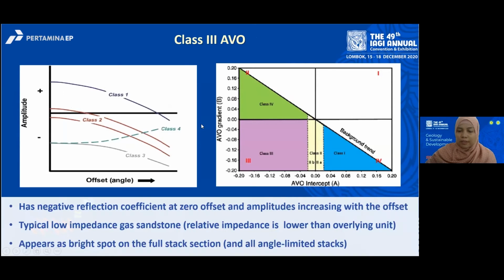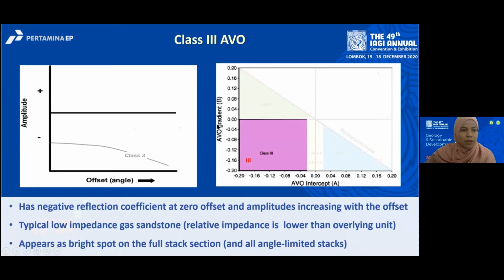And then we will focus on the Class III AVO itself, where this sandstone belongs to. Class III AVO is indicated by negative reflection coefficient at zero offset here, and amplitude is getting negatively higher with increasing offset. This is a typical low impedance gas sandstone where relative impedance is lower than overlying unit. And mostly, Class III AVO appears as bright spot on the full stack section and on all the angle limited stacks.